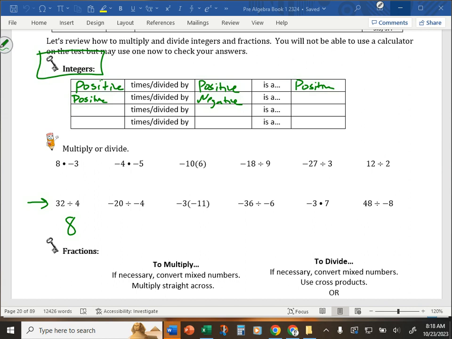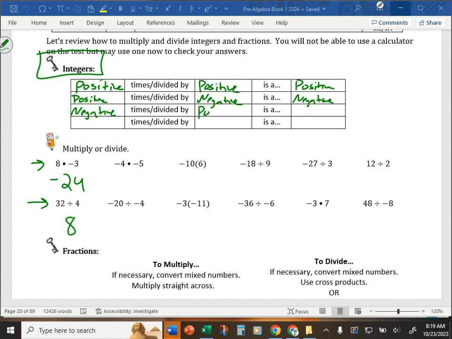And this is new. Negative. Does the math fact change? And what I mean by that is, like in this first one, 8 times negative 3. If you know what 8 times positive 3 is, 24. Is 8 times negative 3 a different fact? No, it's still 24. It's just recognizing that because you've got one positive and one negative, it's going to be a negative 24.